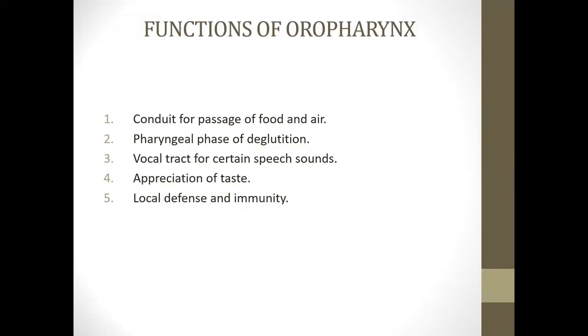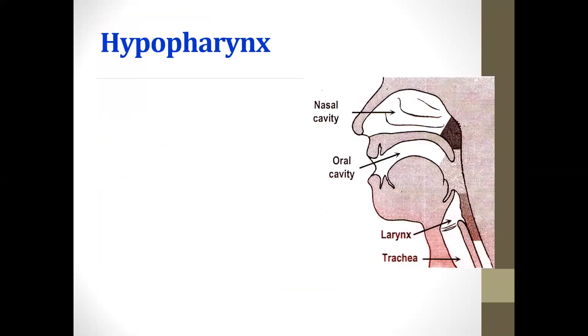Our functions of the oropharynx: we have a conduit for passage of food and air, a pharyngeal phase of swallowing, it's a vocal tract for certain speech sounds. Some speech sounds originate in the oropharynx. It also helps us to appreciate taste because of the base of the tongue, and local defense and immunity because of the palatine tonsils.